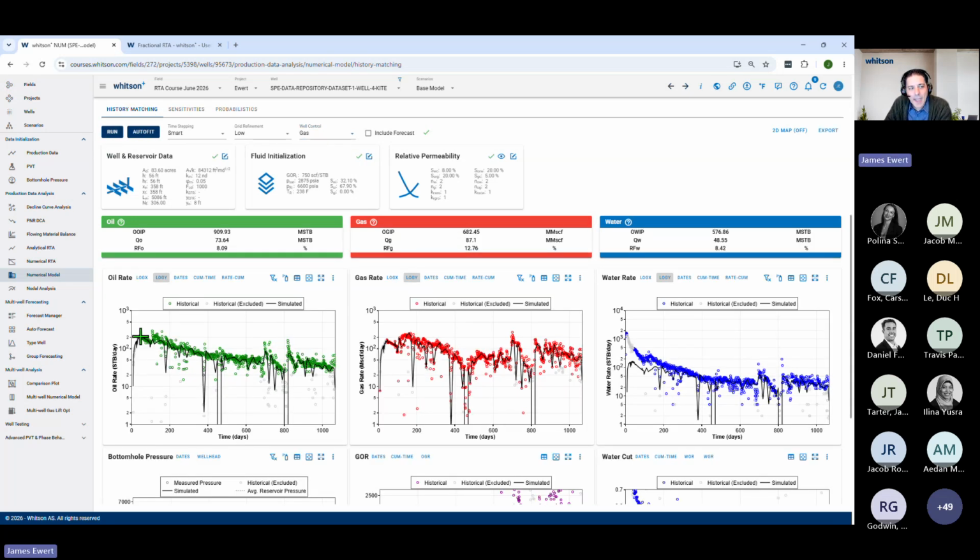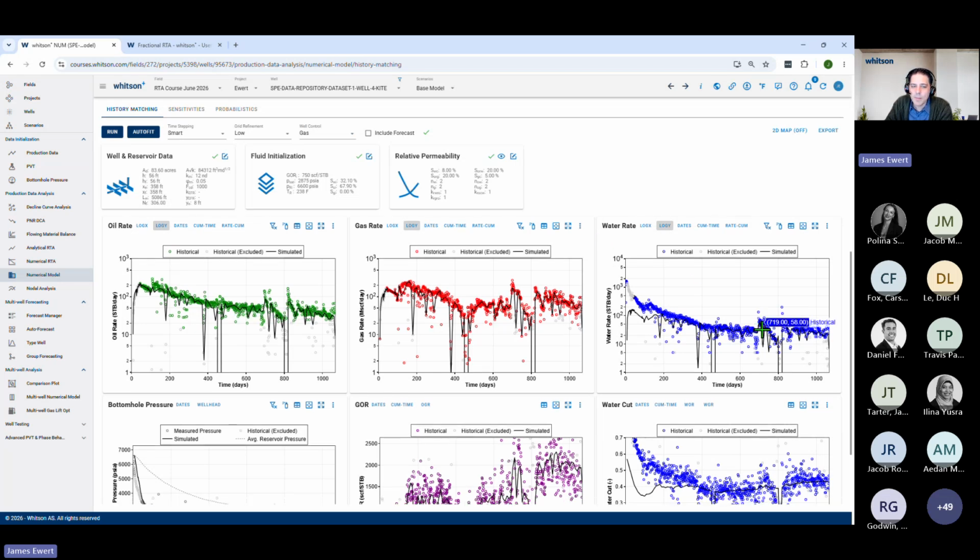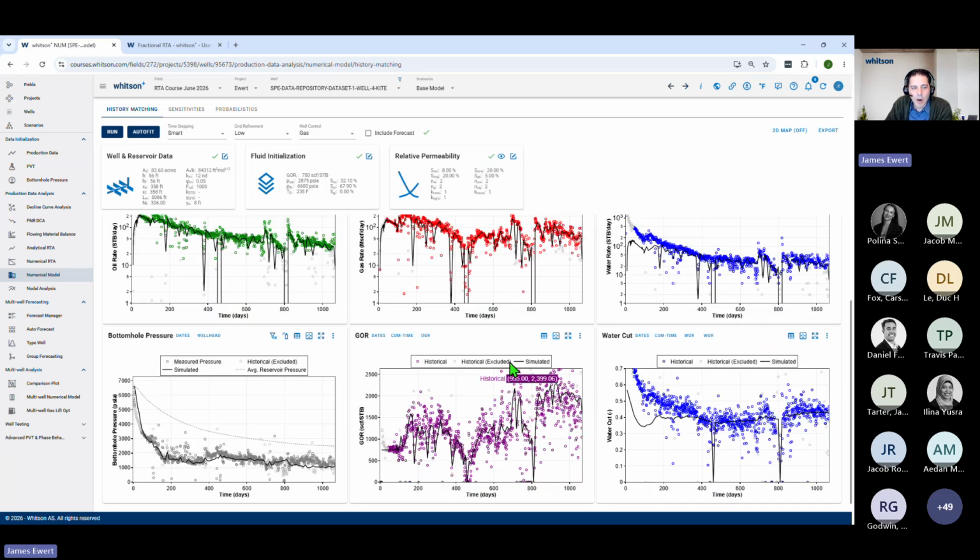Okay, the black line you see is the simulation. So it's going through, and what we fed the model was the gas through time, and it generated the oil match for us, the water match for us, the GOR, and also the pressure history match. Now, our match is pretty good. If it wasn't very good, let me tell you the strategy that I would use to fix it.